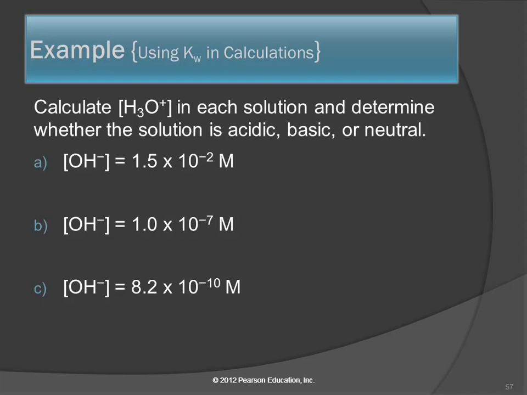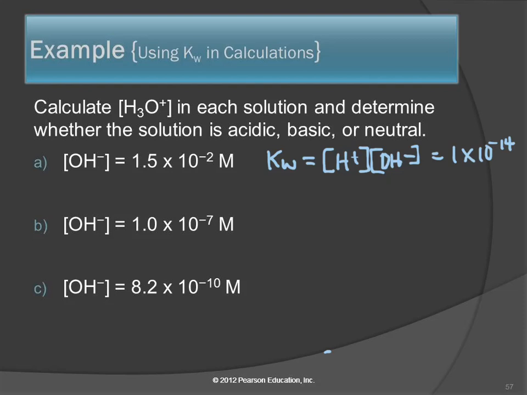I'm not going to do all these examples. Let's just do the first one. Calculate the hydronium ion concentration in each solution and decide if it's neutral, acidic, or basic. So we're going to use that Kw expression to do this. Kw equals the hydrogen ion times the hydroxide ion, and that was 1 times 10 to the minus 14.